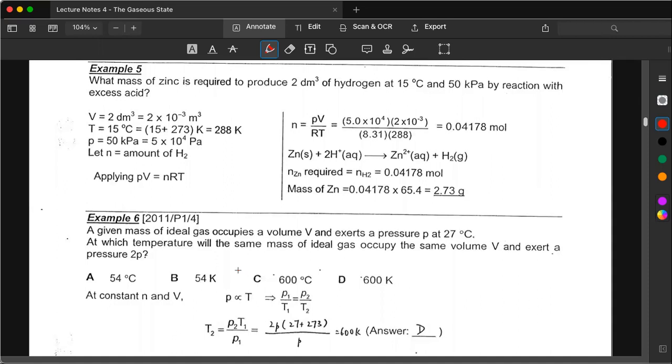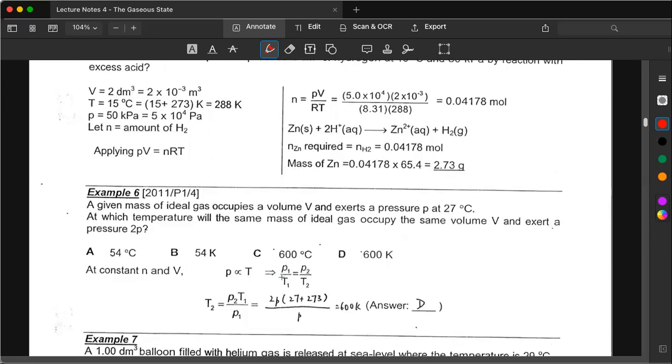What is the strategy in doing this question? First of all, you have to know what variables are given. You are given a mass of ideal gas, so the mass is constant, and it occupies a certain volume V and exerts a pressure. They are saying that for this mass of ideal gas, the volume remains constant. So you will use the relationship between P and T: P is directly proportional to T. What changes in this question is the pressure and the temperature, while volume is kept constant.